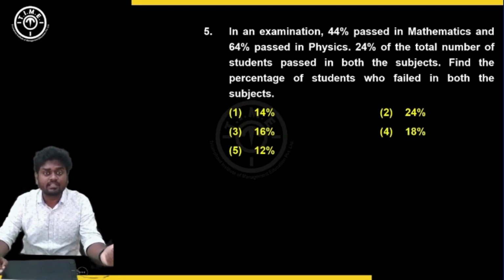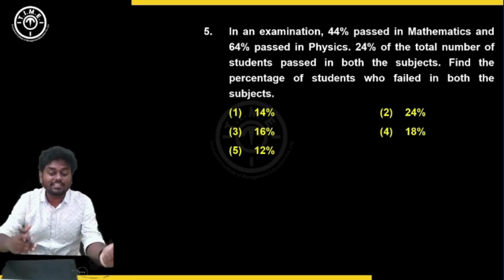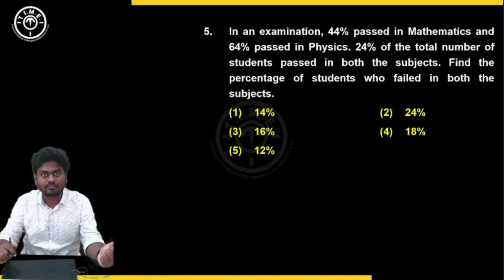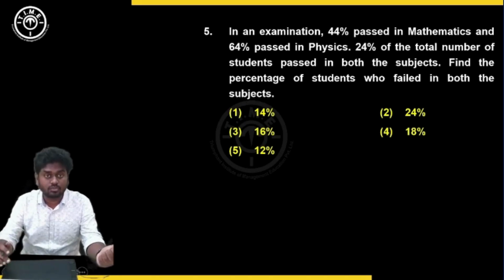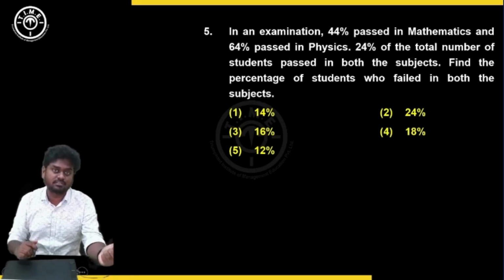In an examination, 44% passed in mathematics and 64% passed in physics, correct? 24% of the total number of students passed in both the subjects, right? Find the percentage of students who failed in both the subjects. Correct?